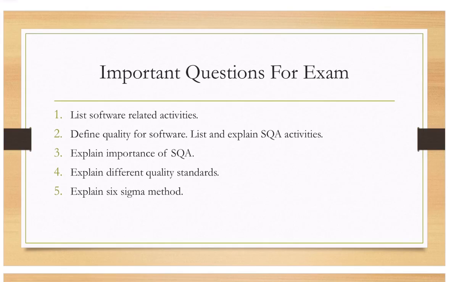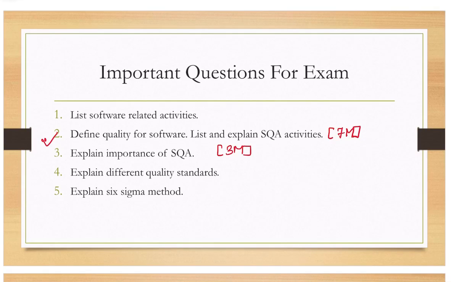So this is our unit number 7, that is quality assurance and management, and these are the important questions for GTU exam. First one is list software related activities. Second, define quality for software, list and explain SQA activities. This question will be asked for 7 marks. Now third question, that is explain importance of SQA. It will be asked for 3 marks.